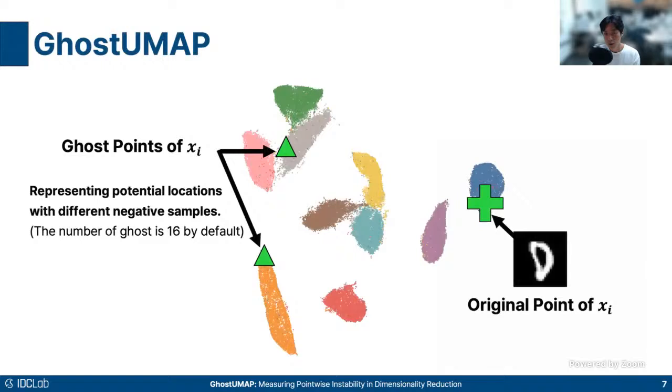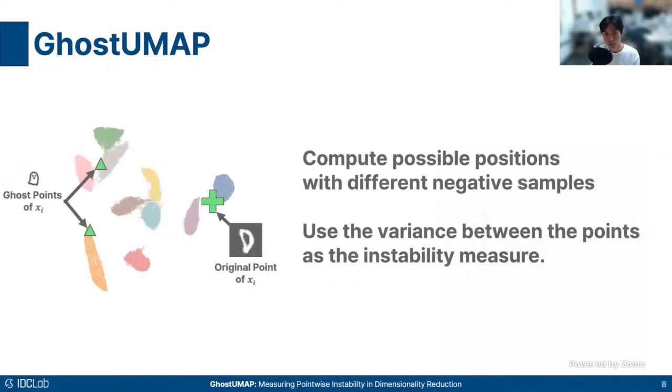To address this issue, we introduced Ghost UMAP, a novel technique designed to identify locally unstable points caused by randomness within a single run. The core concept of Ghost UMAP is to introduce clone data points referred to as ghosts. These ghost points represent possible locations computed with different negative samples. In addition, by computing multiple points for an instance and using the variance between these points as a measure of instability, we can easily distinguish between stable and unstable instances.